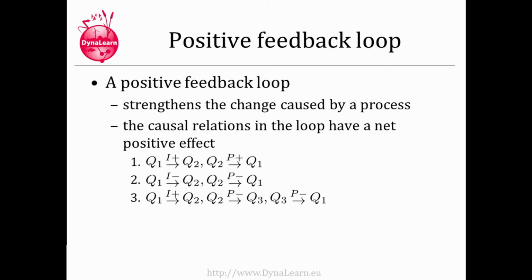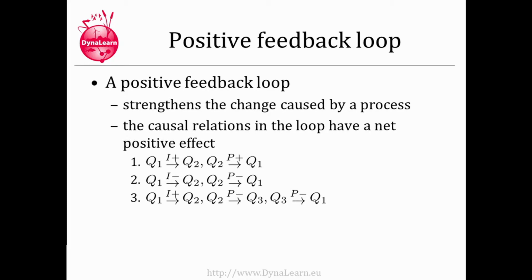Let's look at the first example. If quantity 1 is above 0, then the positive influence to quantity 2 will make quantity 2 increase. The proportionality from quantity 2 will propagate this increase back to quantity 1. So therefore quantity 1 will further increase. It will become more positive, so therefore its positive effect will become even larger.